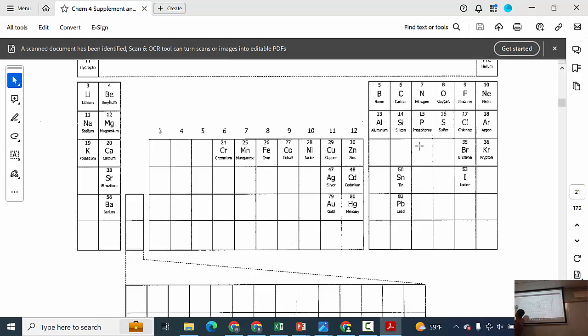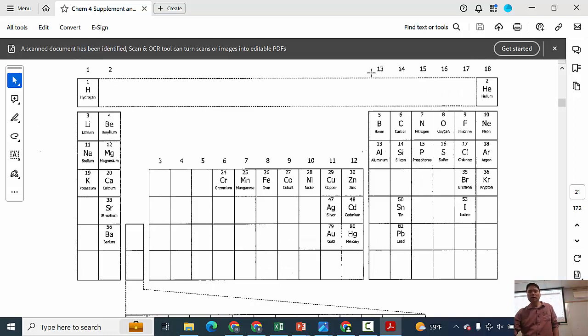A lot of people think, okay, K is krypton. Well, krypton is actually Kr. And P is potassium, but P is not potassium. P is phosphorus. Now, this numbering scheme, the 1 to 18, I don't find all that useful.